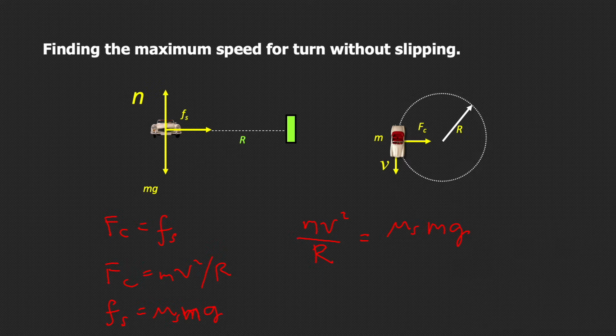Now we can cancel, of course, m, and then we can calculate for the velocity, which is v. It's equal to the square root of, so we have the square root here since v is squared here. There is a square for v. That's why we have to get the square root. So v is equal to the square root of mu s times g times r. Okay, so this is the equation when we want to know the maximum speed for a turn without slipping.